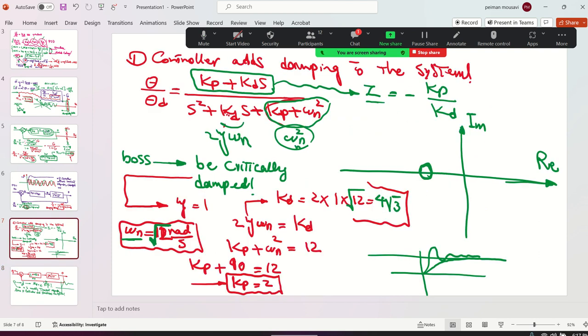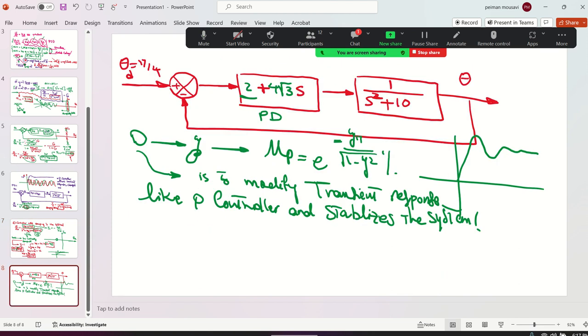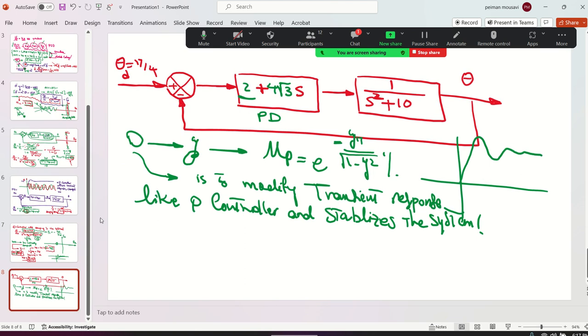So let me double check the number before going to the Simulink. Is 12. So Kp plus is omega n is square 12. It's gonna be 10. Yep. Kp 2. So Kd is 2 multiplied by 1 by omega n. Yeah. 4 coming out. This is good. Now let me take you to the Simulink for your first design PD controller.